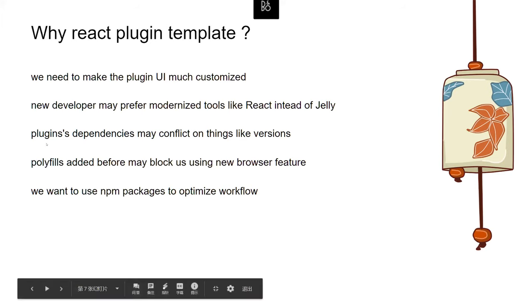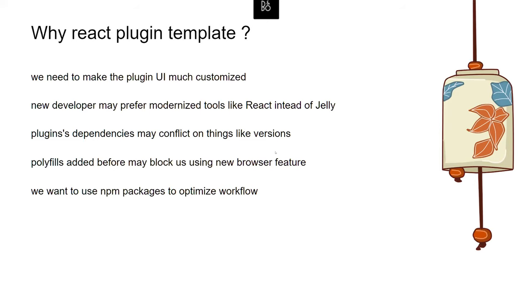Also, plugins' dependencies may have lots of conflicts on things like versions, because if on one single page there are two plugins that want to share the screen, sometimes they will use a browser import. It's just like a link in the HTML, and if these two packages use two different versions, the later version will override the first version, and it will cause lots of conflicts.